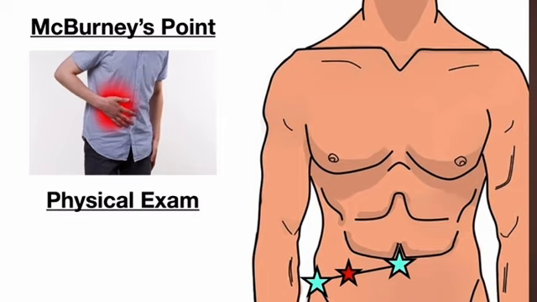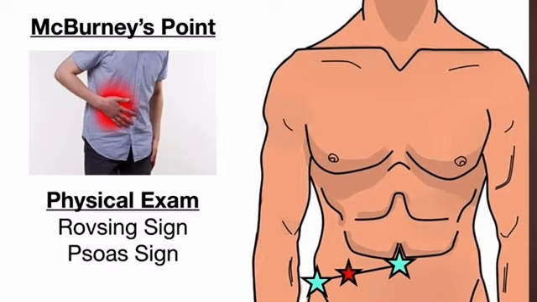There's a few other physical exam findings that can be present. The first one is the Rovsing sign. This is when palpation to the left lower quadrant worsens right lower quadrant pain. The psoas sign is when the patient lays on their left side and the right leg is extended at the hip, and this elicits abdominal pain. The obturator sign is when the right leg is internally and externally rotated, and this too elicits abdominal pain.